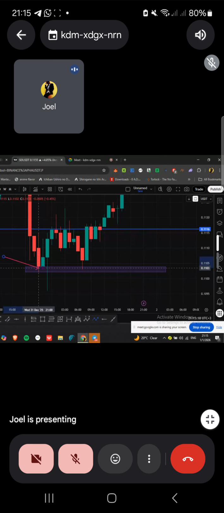Now, what we want is price to dance within this box. We don't want to see price close below this box. If price closes below, that has made another lower low, which is an invalid double bottom. So what we want is price to close within the box, price to wick within the box, or even outside the box, but we don't want it to close below the box.